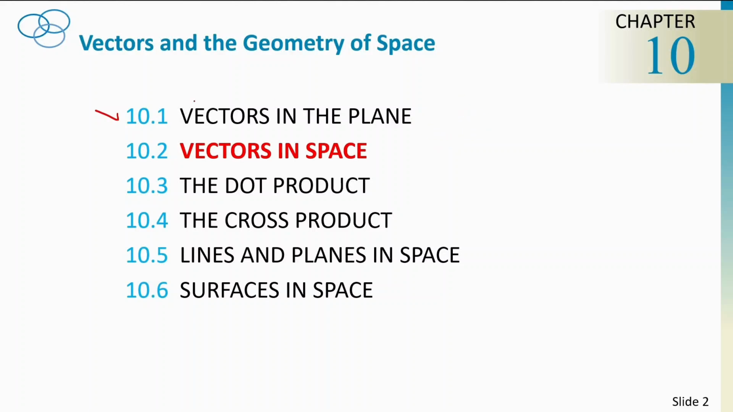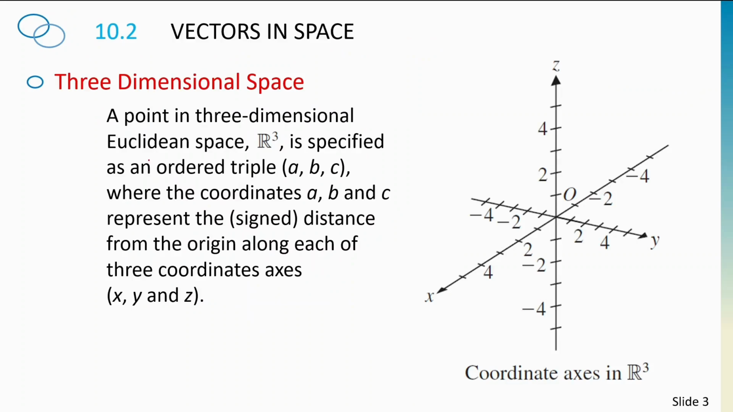Now in 10.2, we'll be dealing with almost the same what we have covered in 10.1, but we extend the concept in the three-dimensional space. So it's not only the xy coordinate, now it's x, y, and z. So this is the three-dimensional space. This is the x-axis, y-axis, and this is the z-axis. This is all the coordinate axis in the three-dimensional space.